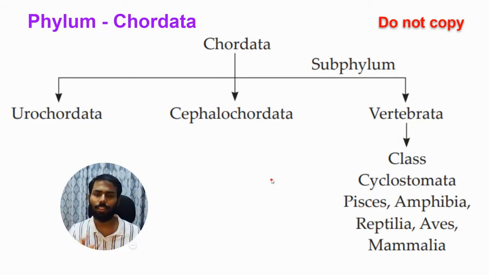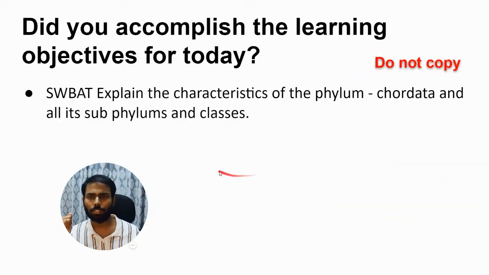So finally, I can announce we are done with the class and we are done with the chapter. Okay, next time we might see some end of chapter questions so that you'll know how to answer questions which will come from this chapter. Okay, just check whether you have accomplished today's learning objective or not. Students will be able to explain characteristics of phylum Chordata and all its subphylums and classes. तो जितने भी phylums, subphylums और classes हमने पढ़े हैं, will you be able to give two examples of each one of them? Will you be able to give two characteristics about all of them? If yes, then you have accomplished today's learning objective.